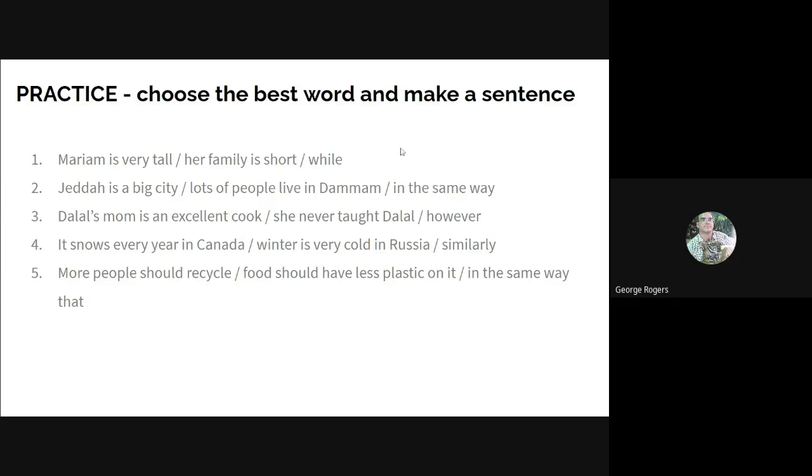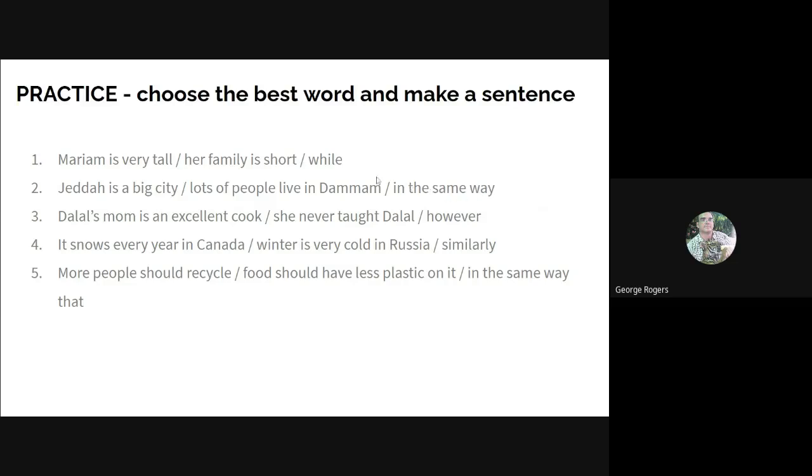Got a few more here. Choose the best word that makes a sentence. All right. So Miriam is tall. Her family is short. Wow. And Jeddah is a big city. Lots of people live in Dammam in the same way.